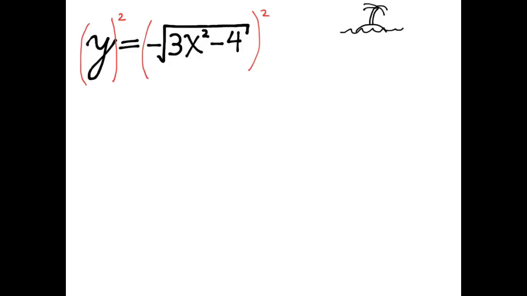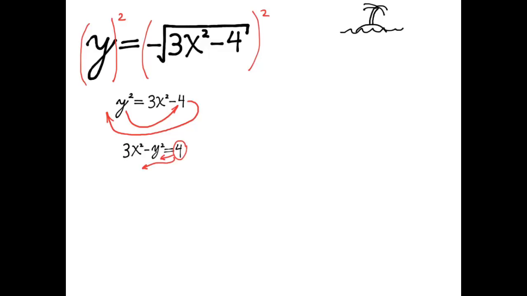So this leaves you with y squared equals 3x squared minus 4, and then we'll do a couple of other algebraic manipulations. We'll move the terms around so that x squared and y squared are on one side. We'll divide by 4, and we'll also take that 3 and put it into the denominator of the denominator. So it becomes x squared over 4/3 minus y squared over 4 equals 1.